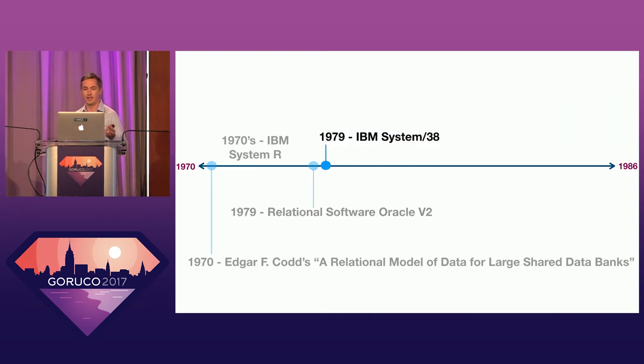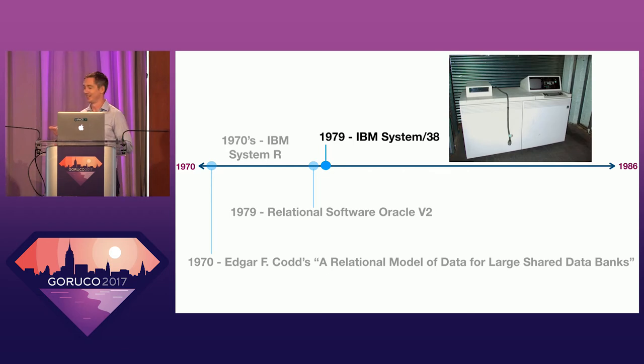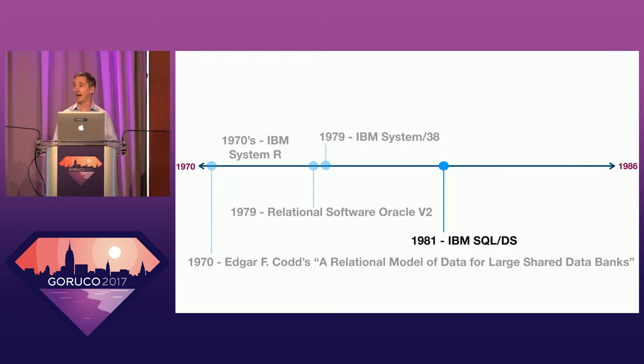So also in 1979, IBM released System 38, which was the first commercially available system from IBM that had a relational database. Interestingly, though, it wasn't a software package that they shipped to people. It was a piece of hardware with a bunch of software on it. It looked like this, this absurd thing. This was IBM's relational database in 1979. Then in 81, they had a software package called IBM SQL/DS, which was a software database. And then in 82, they came out with IBM DB2, which is a name that still lives on today.